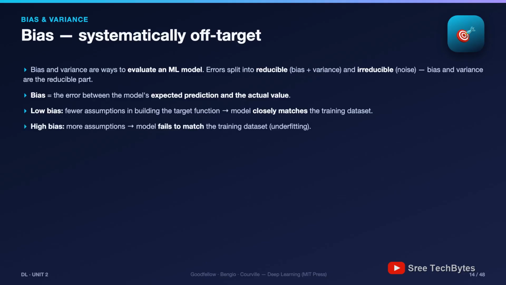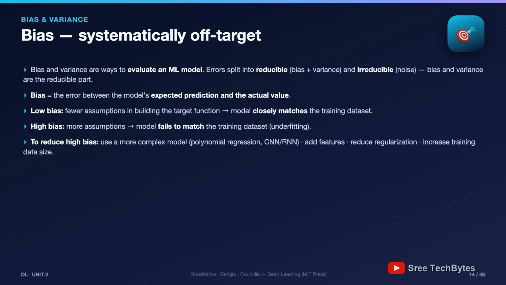The perfect analogy, a bathroom scale that always reads 2 kilos light. Weigh yourself 100 times, average the readings, still 2 kilos wrong. Consistent but consistently wrong. That's bias, an error that averaging cannot wash out.